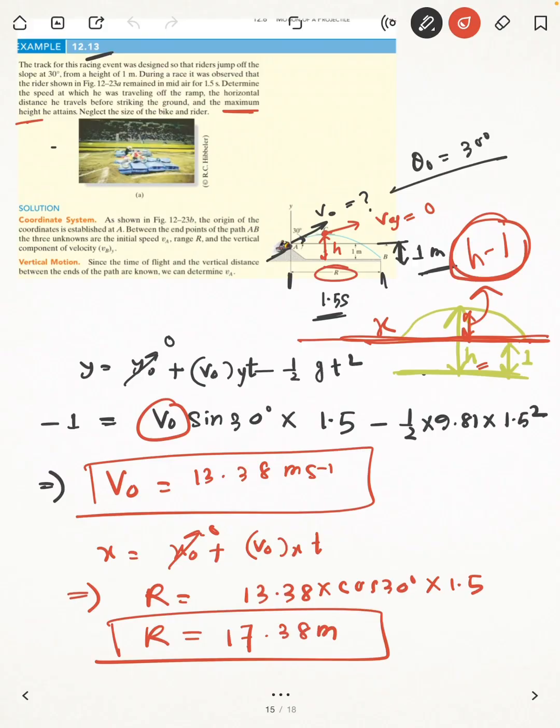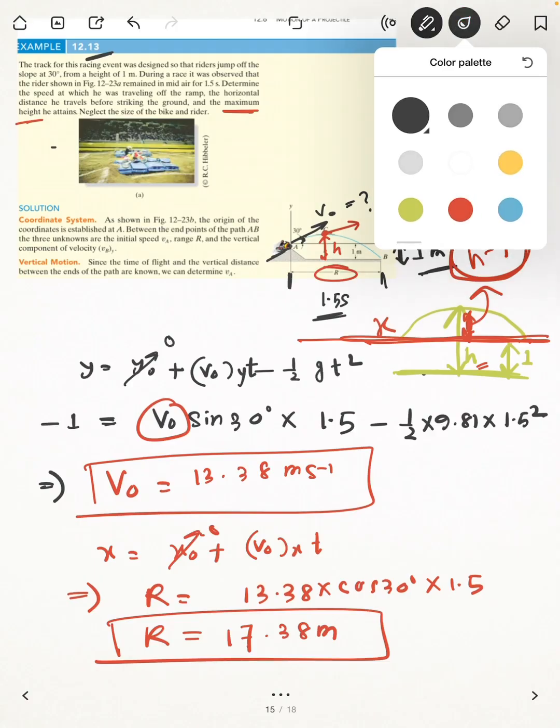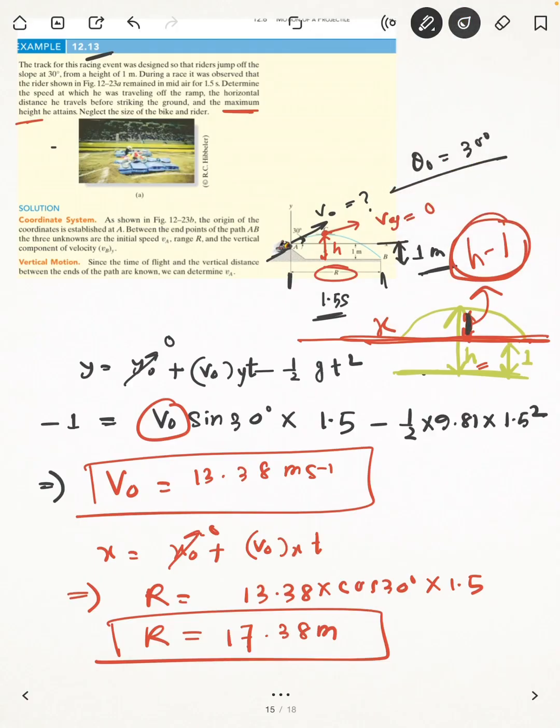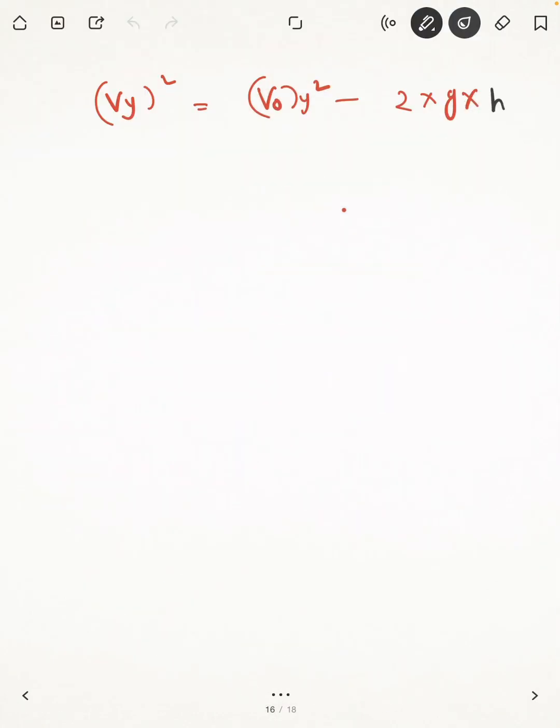So we have vy square is equal to v naught y square minus twice g h. That equation is twice g and s, the distance. If the distance is below, then it should be negative. If it is above the x-axis, it should be positive. We are taking only this length, which is above the x-axis, so h minus 1 is positive here.